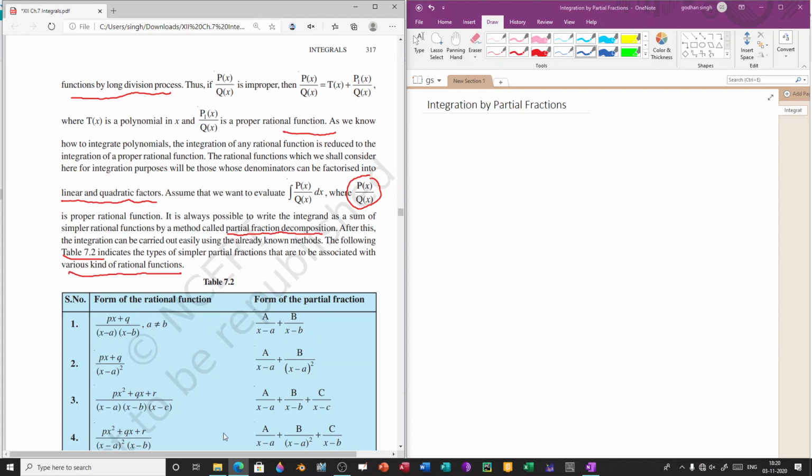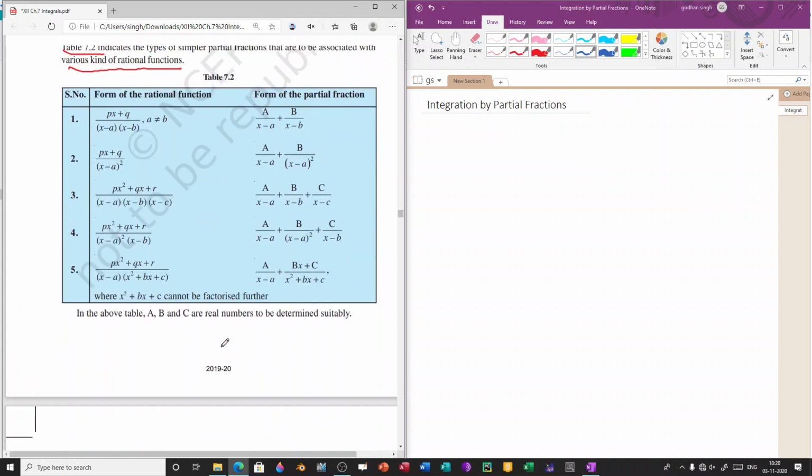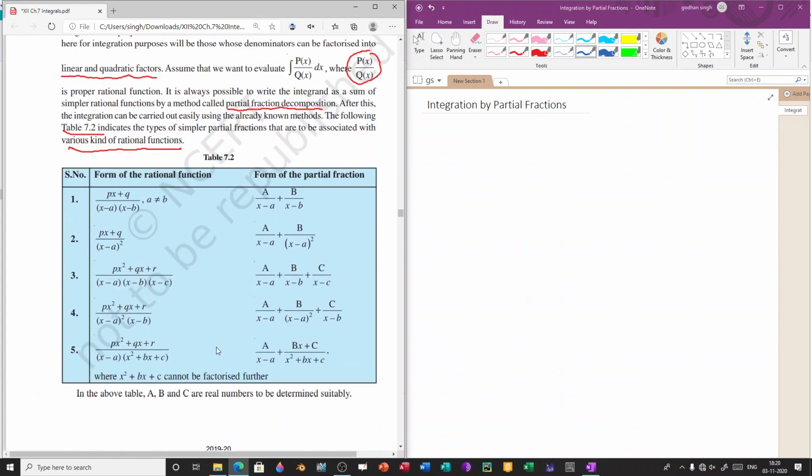So, this is table 7.2, and here you can see that all the rational functions given here are proper. Why? Because in proper rational functions, first of all, the numerator and denominator both should be polynomials. So, here this polynomial and multiply this will also become a polynomial, and the degree of the numerator should always be smaller than that of the denominator, not equal, so it should be smaller. If it is equal or bigger, you have to divide it by long division method.